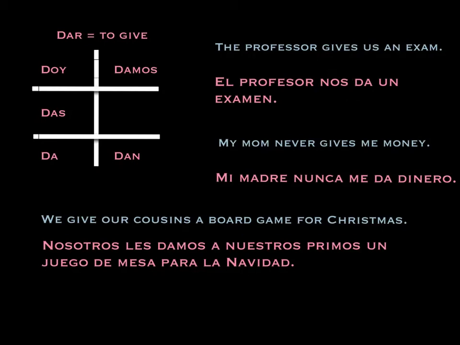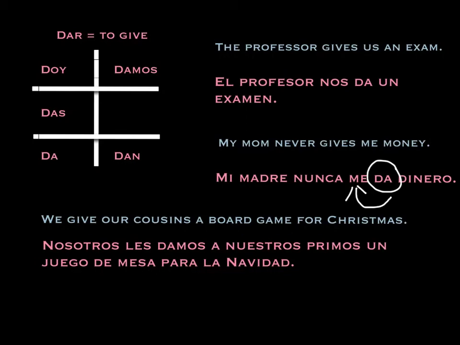My mom never gives me money. Well, who's doing the giving? It's my mom. So my mom, she gives, or in this case, never gives. And then to whom is the money, or for whom is the money? And it is for me. So we would use me. So we would say overall that she gives the money to me, or in this case, does not give the money to me.